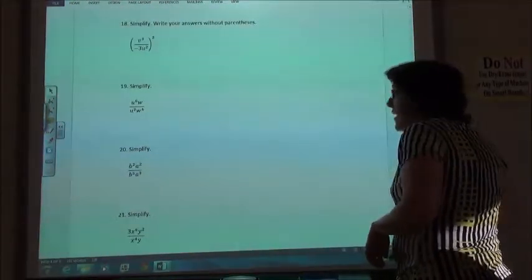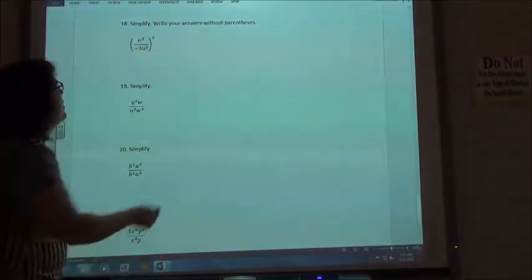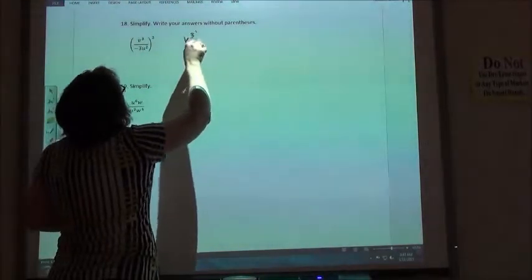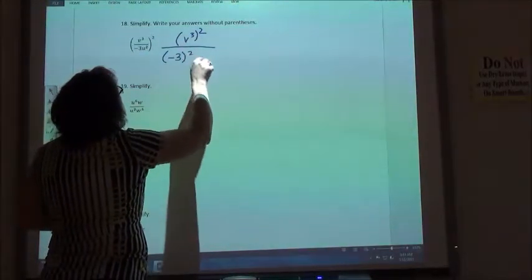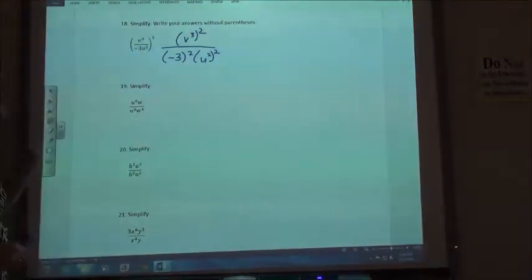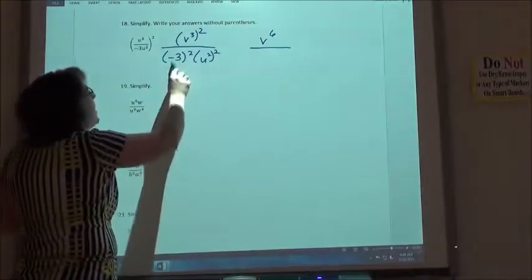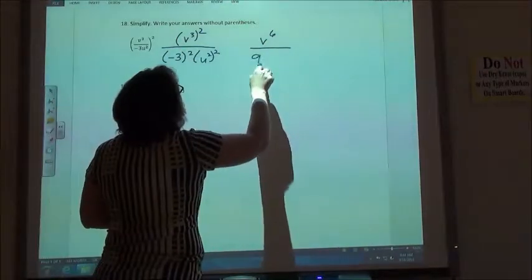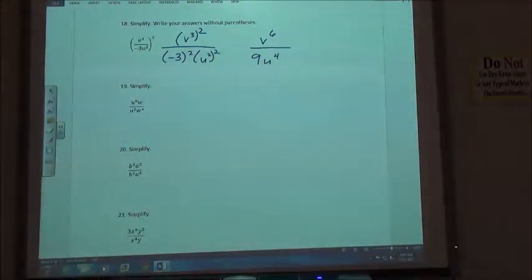So number 18, same kind of thing here. I'm raising to a power, so I'm going to take v to the 3rd and square it. I'm going to take my negative 3 and square it, and I'm going to take my u squared and square it. So on the top, I'm going to get v to the 6th. On the bottom, a negative 3 squared is a positive 9, u to the 4th. 2 times 2 is 4.